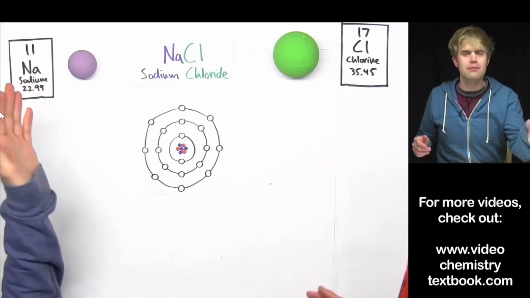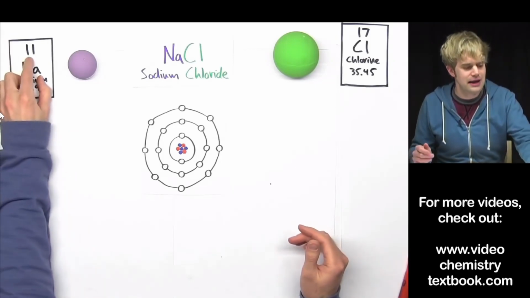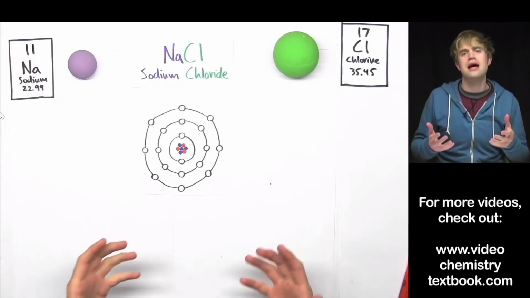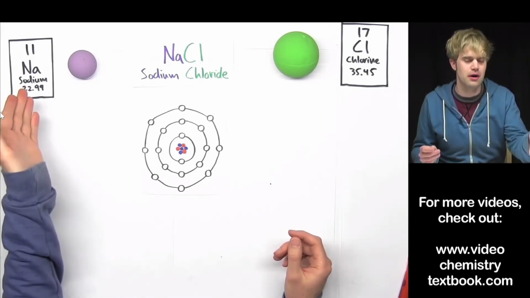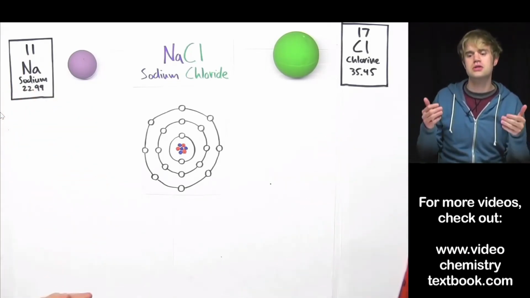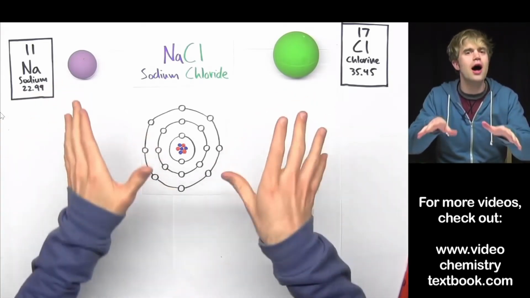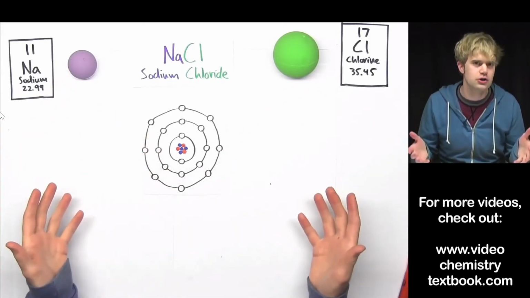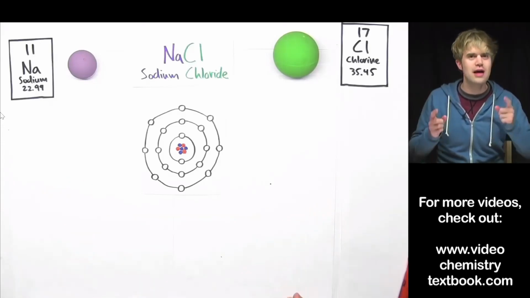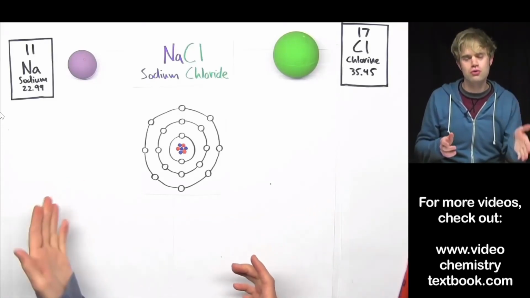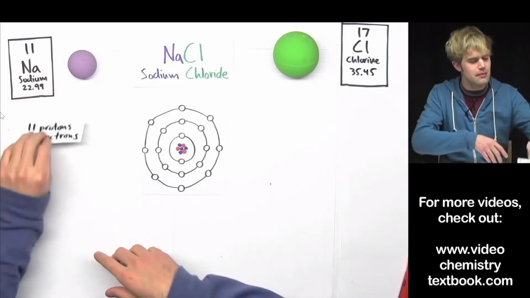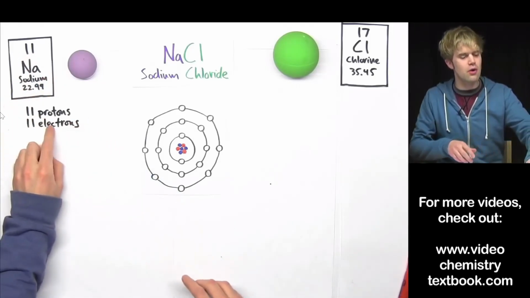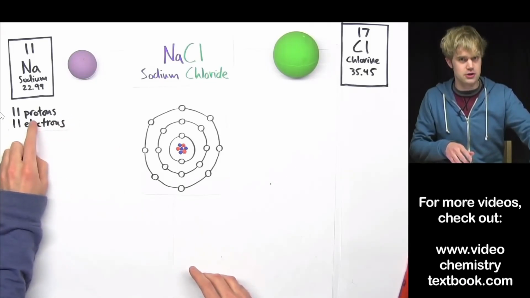Now, sodium here, you look it up on the periodic table, it's got this 11 here. That means it has an atomic number of 11. There are 11 protons in sodium. Now remember, when ionic bonding starts, these atoms are not yet ions. They don't have a charge. They're neutral. So that means that they have the same number of protons and electrons. So there are 11 protons in a sodium atom. That means there are also 11 electrons in a sodium atom.